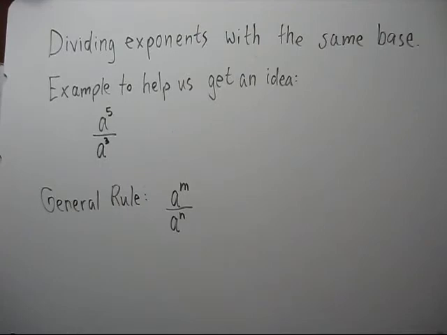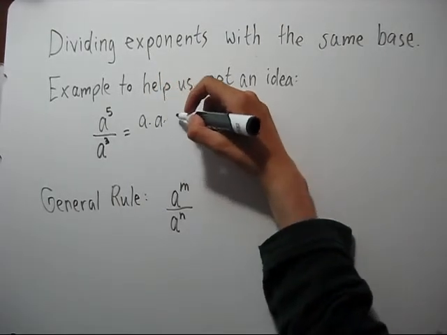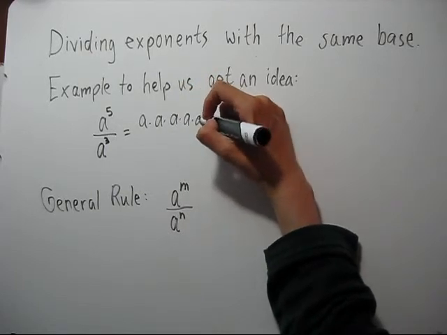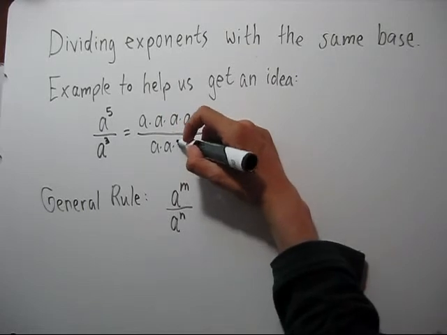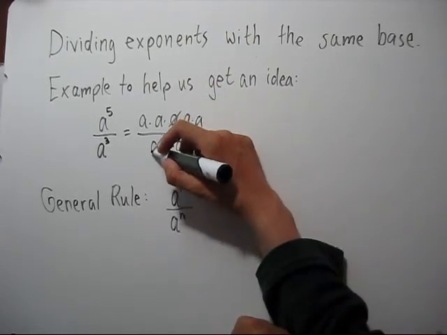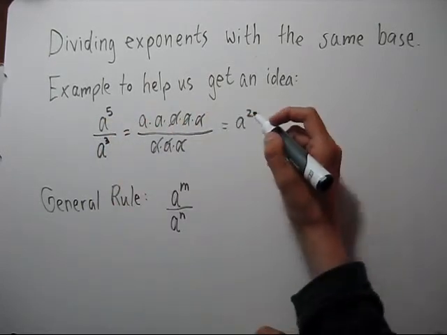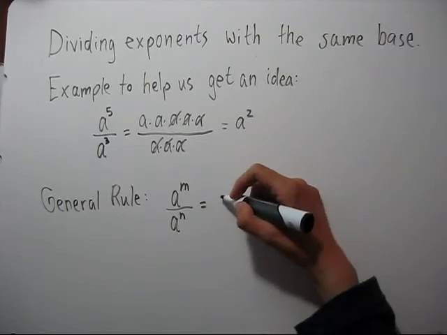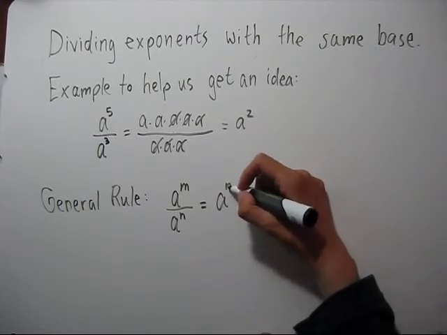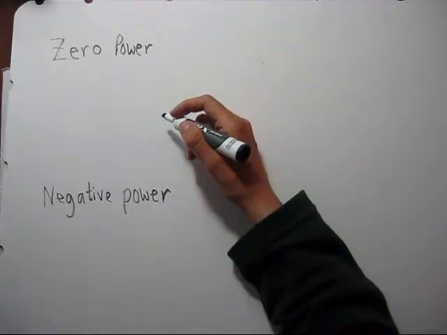Let's divide exponents with the same base. A to the 5th is really a times a times a times a times a. And a cubed is a times itself 3 times. We can cancel and we're left with a squared. How can we get from a 5 and a 3 to a 2? We can subtract. So our general rule, our educated guess, would be that we take m minus n.